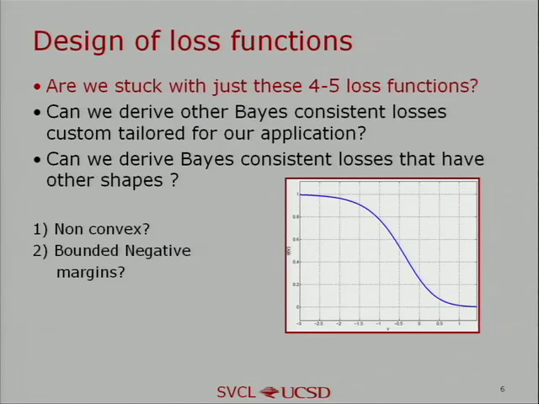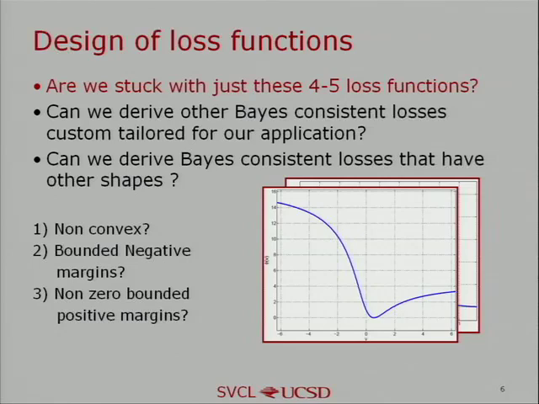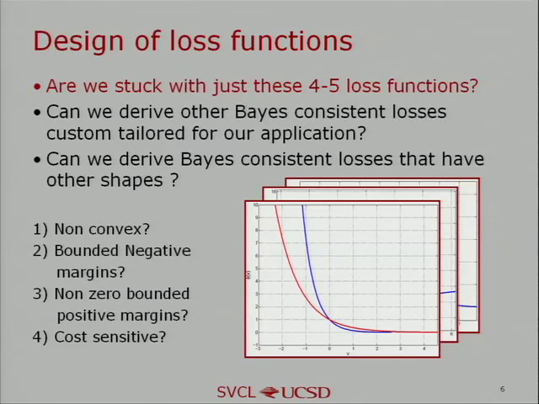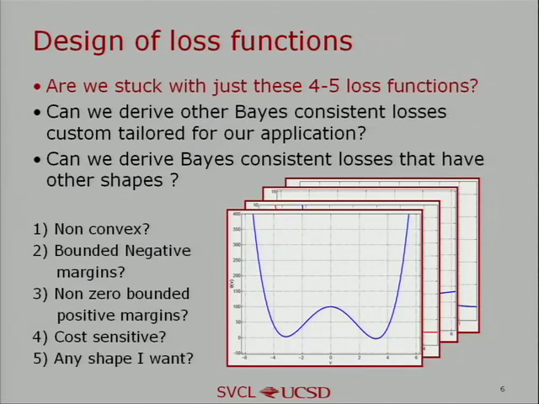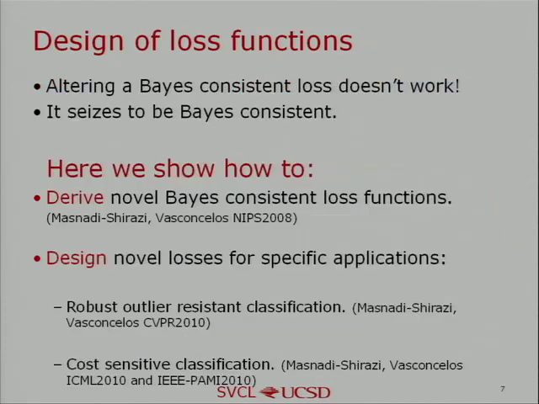As you can see, this loss function flattens out. Can we have a loss function that has non-zero bounded positive margins, unlike previous loss functions? Can we have a loss function that's Bayes-consistent and is cost sensitive? So here we have two loss functions. One is assigned to the positive class, and the other is assigned to the negative class. And in general, can we have a Bayes-consistent loss function that's just any shape we want it to be, given our application?